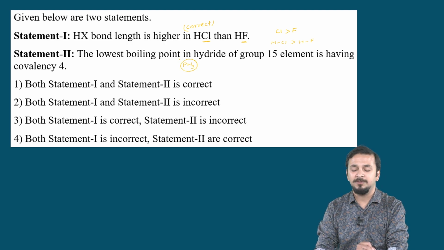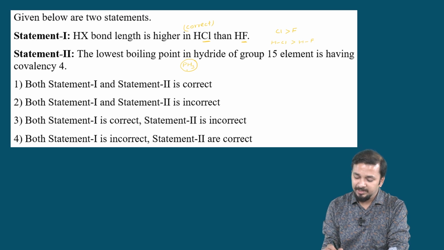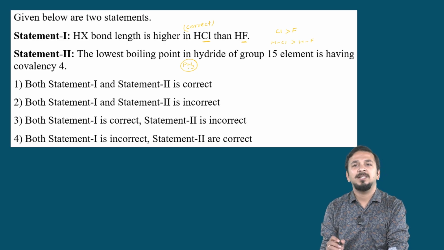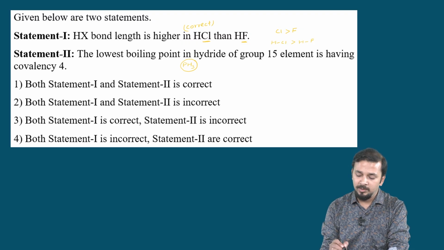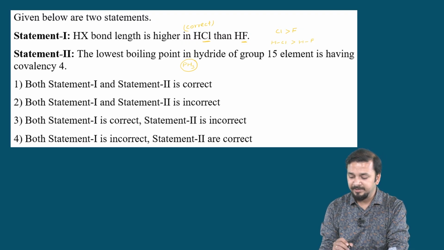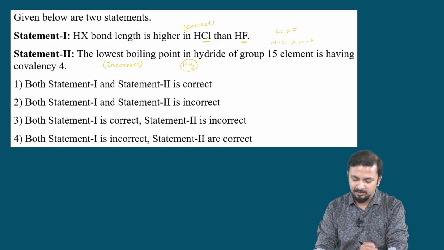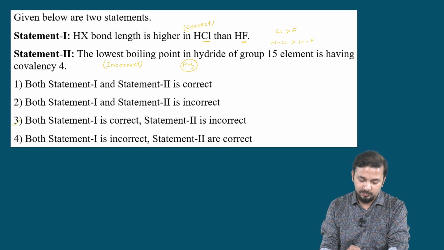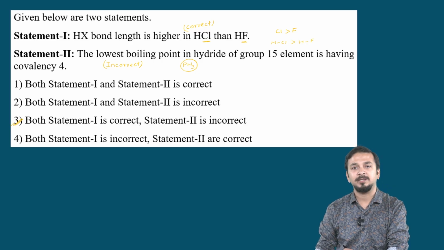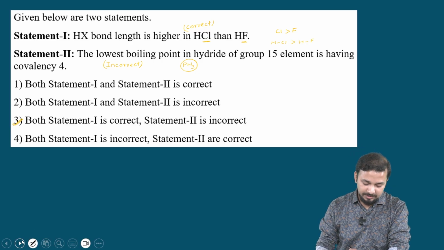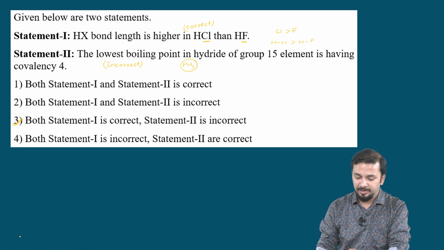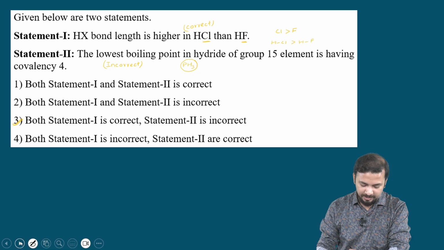Lowest boiling point is of PH3, and we can see that in case of PH3, phosphorus is forming 3 bonds, so its covalency has to be 3, but they are saying that covalency is 4, which means this statement is incorrect. So the correct answer for this question is statement 1 is correct, but statement 2 is incorrect, which means option 3 is the correct answer. This question was from chemical bonding, or you can say it is using multiple concepts from inorganic chemistry.